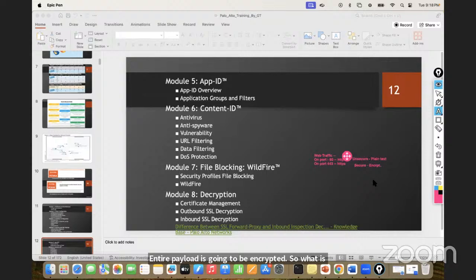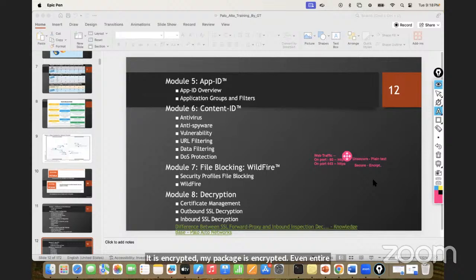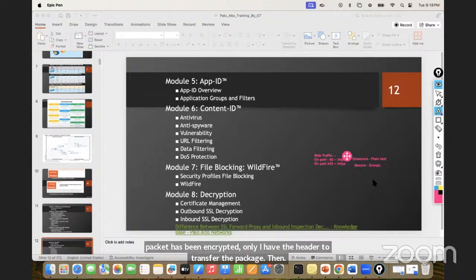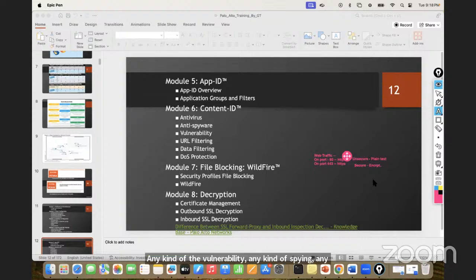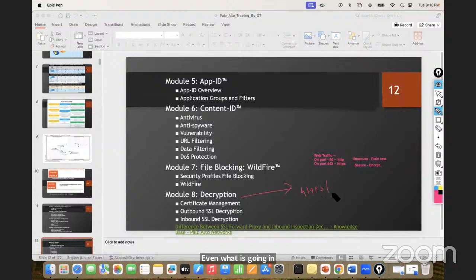If my payload is encrypted, my packet is encrypted, even the entire packet has been encrypted, and only I have the header to transfer the packet, then even if my payload has any kind of virus, any kind of vulnerability, any kind of spying, any kind of bad URL, any kind of data, all of that is going to be exchanged, because my firewall is not going to understand, because the file has already been encrypted. So for traffic which is already encrypted, if I want to understand what is going on in my HTTPS packet, which works on 443, then I need decryption.